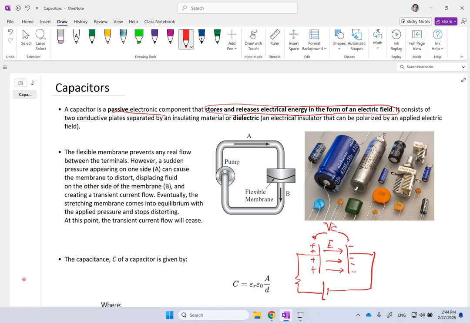In fluid systems, you can look at it like basically a tank or something that stores the fluid. So it stores the energy here.